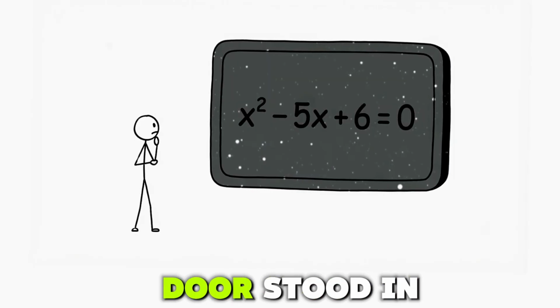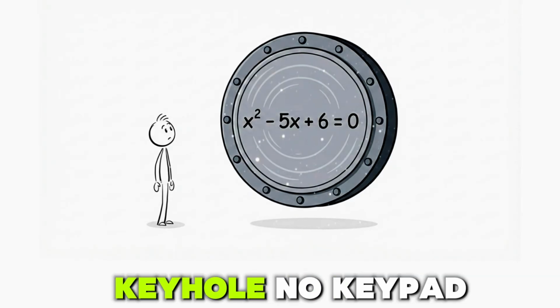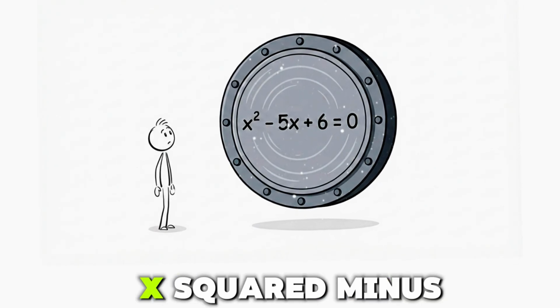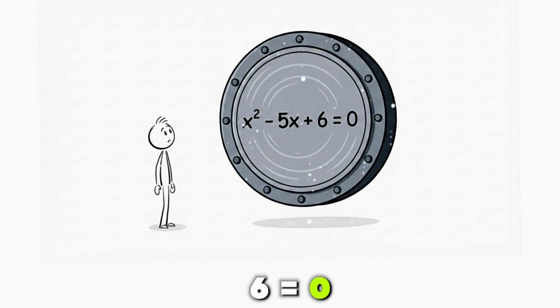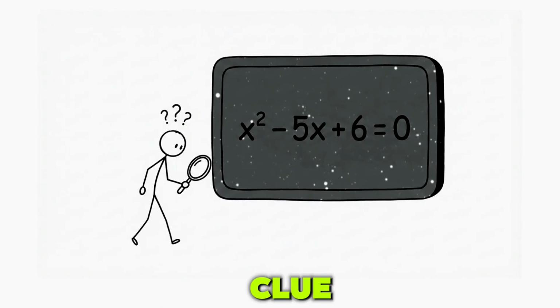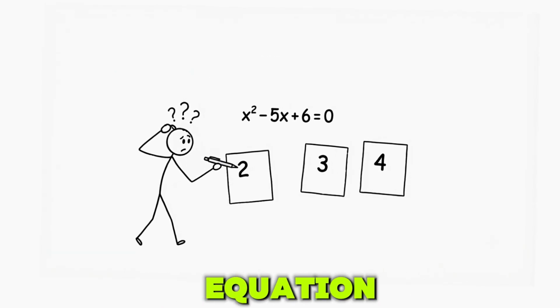A heavy steel door stood in the middle of a blank white room. It had no keyhole, no keypad, just one strange inscription: x squared minus 5x plus 6 equals 0. Stickman searched every corner for another clue, but there was nothing. The only way through was to solve the equation.